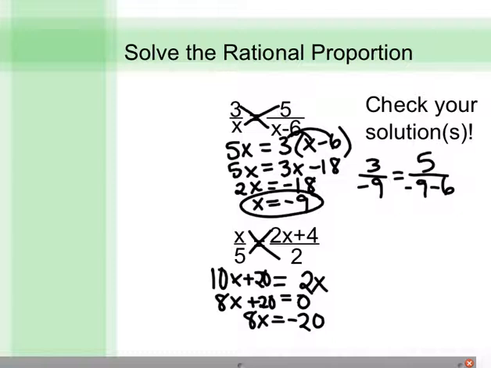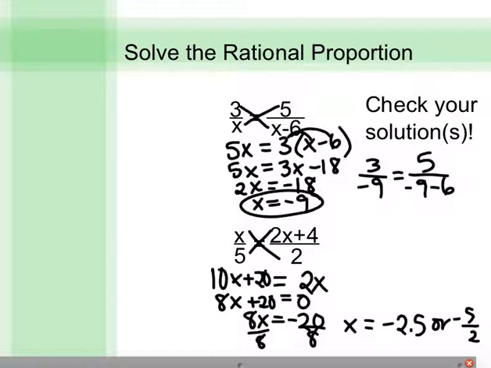And then we're going to divide. So we divide by 8. And we end up with x is equal to, let's see, that's the same thing as negative 10 over 4, which is the same thing as negative 5 over 2, which is really just negative 2.5, or negative 5 over 2, whichever way you would like to write it.